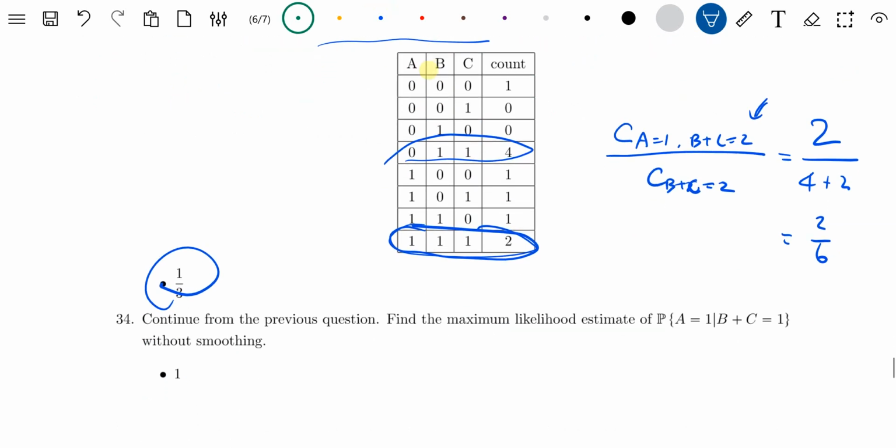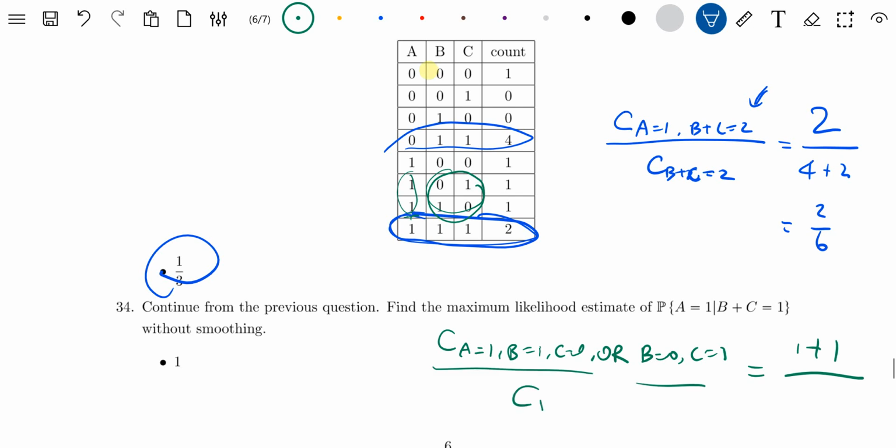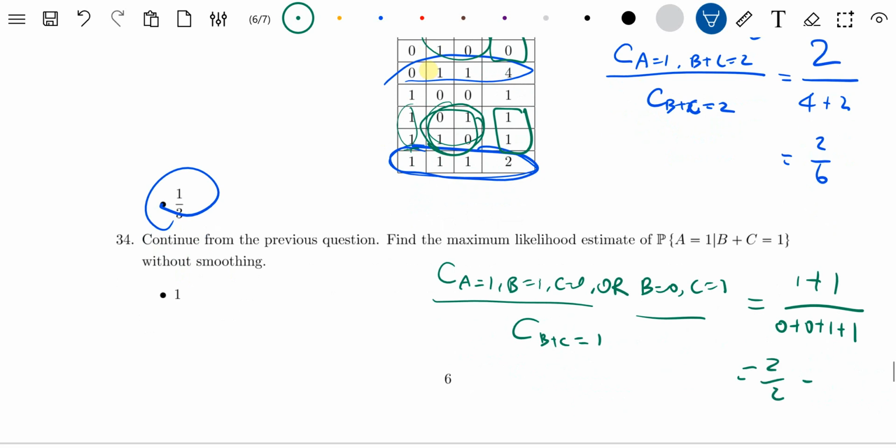The next one is similar, it's just you have more things to add up. So it's counting A is 1, B is 1, C is 0, or B is 0 and C is 1. So how many are there? A is 1, and one of them is 1, so there are 1 plus 1 in total, and you divide it by counting B plus C is 1. So how many of those are there? These ones plus these ones. So add the counts up: 0 plus 0 plus 1 plus 1. So that's why it's 2 over 2. So it's 100%.